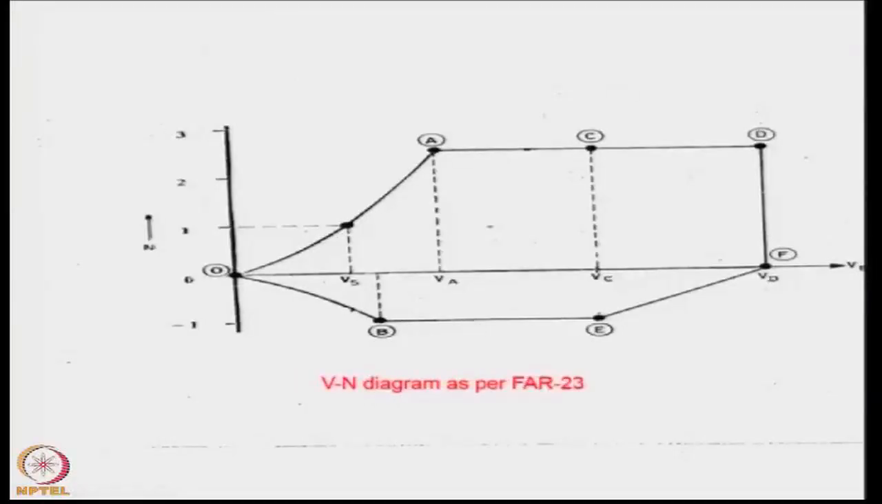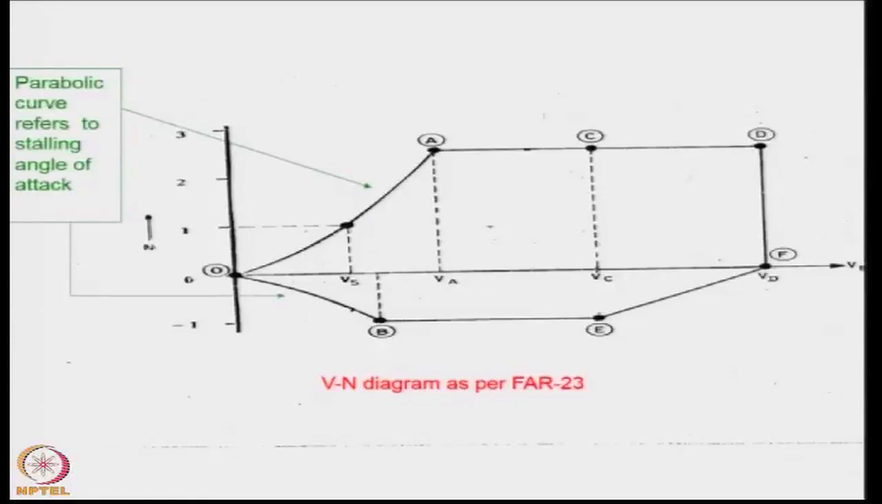So, here is a VN diagram as per FAR part 23 regulations. We notice that there is a curve O to A, O being the origin with 0 velocity and 0 load factor. From O to A, we have a parabolic curve, and this parabolic curve corresponds to the stalling angle of the aircraft, because along this curve, the aircraft has the highest lift coefficient or the lowest speed.